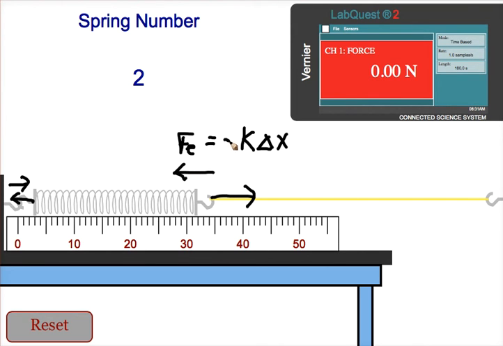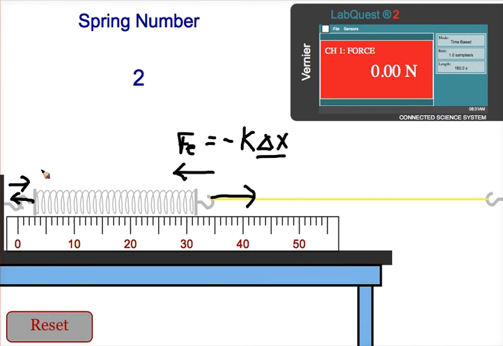Sometimes you will see a negative sign placed in front of the force elastic, in front of the k delta x. If you see that, all it reminds you is that the force is in the opposite direction as the distortion. So if we stretch it to the right, the force is going to be to the left.